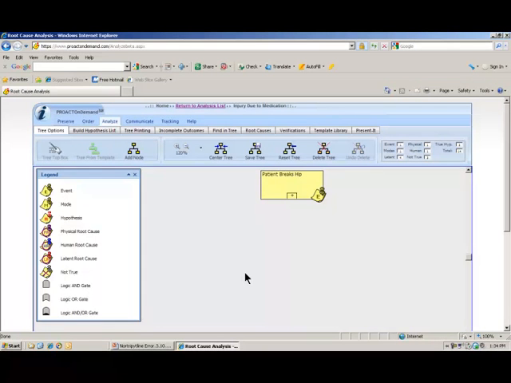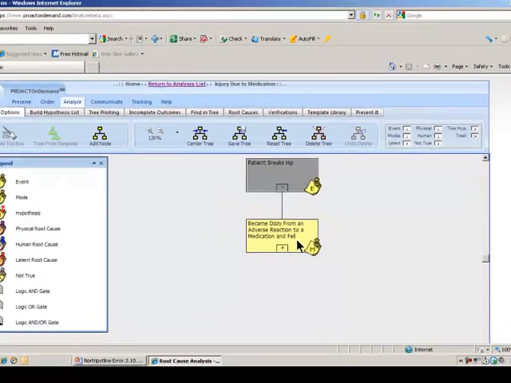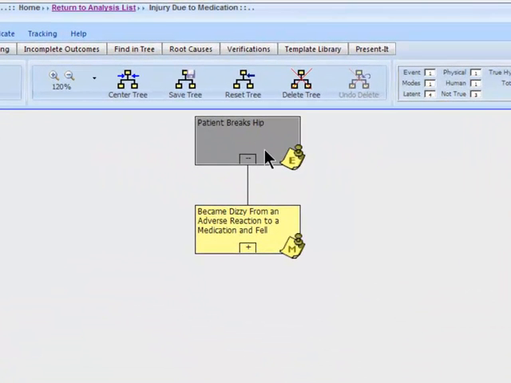We're going to explore this case study using what we call a logic tree. There's a legend off to the left that will describe any icons that may be foreign to you. We're going to start with the event, or the E. The patient breaks the hip. This is a fact. We will ask, how did the patient break her hip? She became dizzy from an adverse reaction to a medication and she fell. These are cause and effect relationships as we move backwards in time.